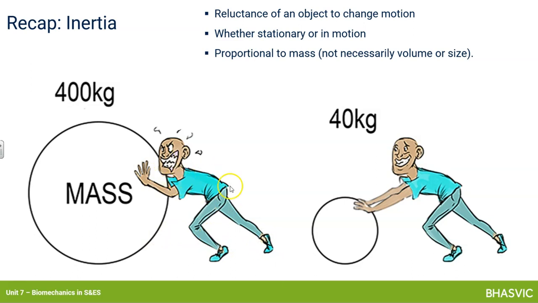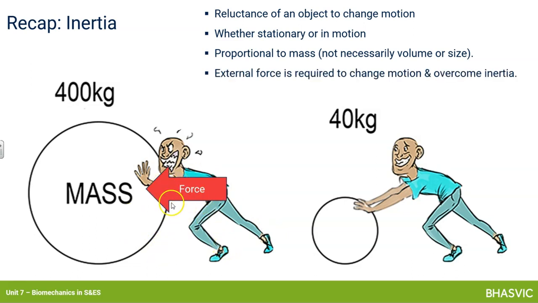So it makes sense that this poor chap trying to push this 400 kilogram mass will have to exert a much larger force on it to change its motion, whether this object is still and he's trying to start motion, or whether it's already rolling and he's trying to accelerate it and speed up the motion. In either of those examples, he will have to apply a much larger force than for this other 40 kilo mass.